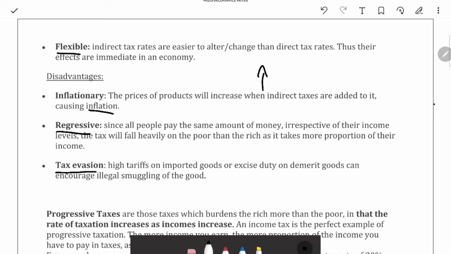The next one is tax evasion. Tax evasion simply arises from high tariffs on imported goods or excise duty on demerit goods. So this will encourage illegal smuggling.